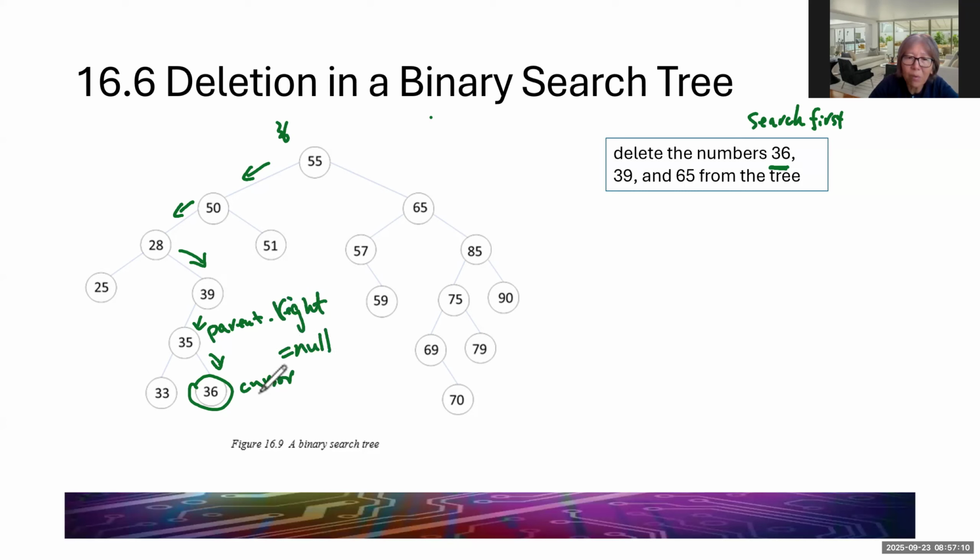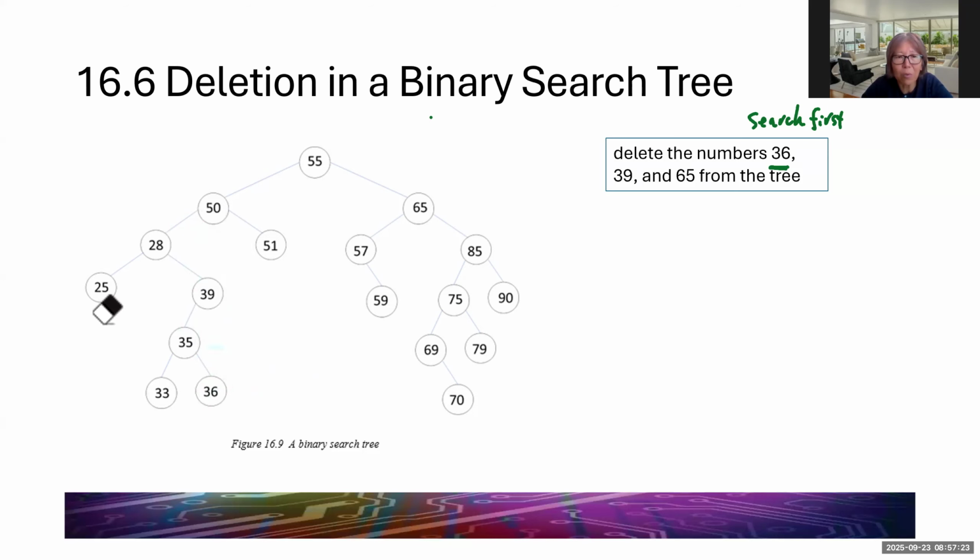Then this 36 is gone. Okay, so that's how we remove 36. This is a very simple case. This is just the leaf node. That's the leaf node case.